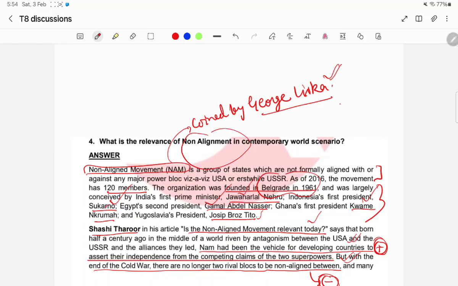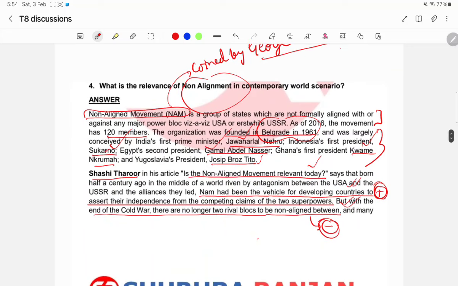The model answer is about non-aligned movement, so I will take it as non-alignment movement. Okay. So non-aligned movement was coined by George Liska, and it was founded by the countries who do not want to be sided by any power blocks. They do not want to be the satellite states. They want to chart their own path. Okay. So it was founded in Belgrade in 1961 by the leadership of Nehru, Sukarno, who was the Indonesian leader, Egyptian leader Gamal Abdel Nasser, Kwame Nkrumah, and Yugoslavian President Tito. Okay. So these were the leaders.